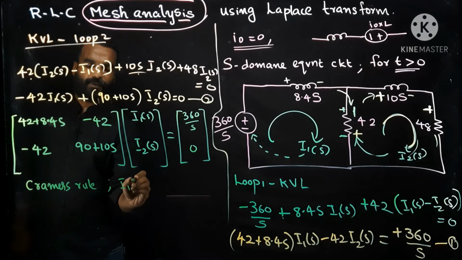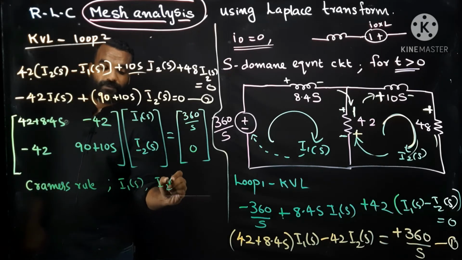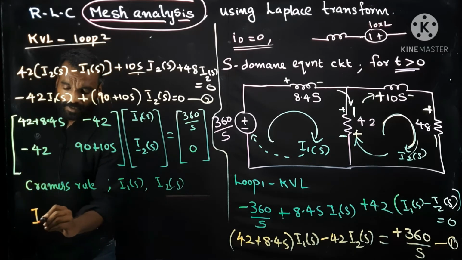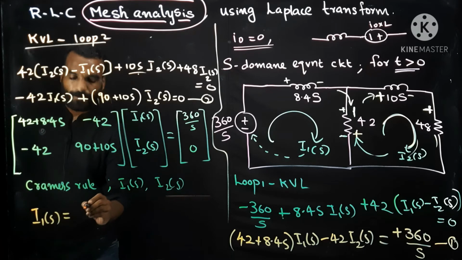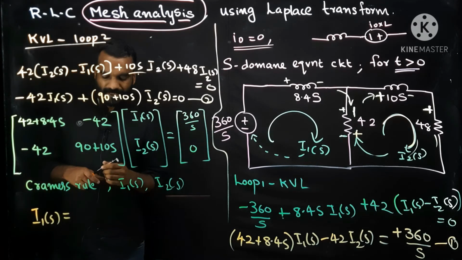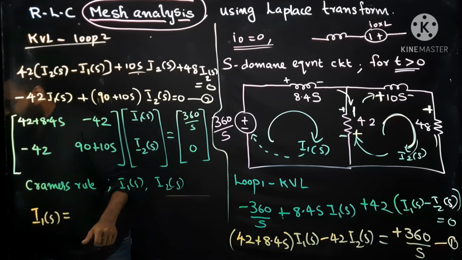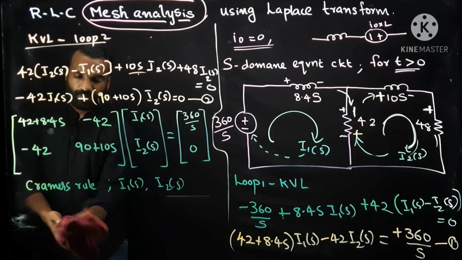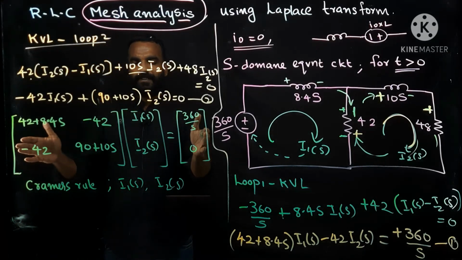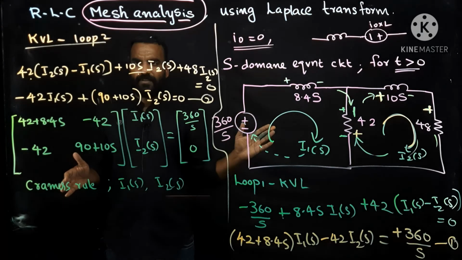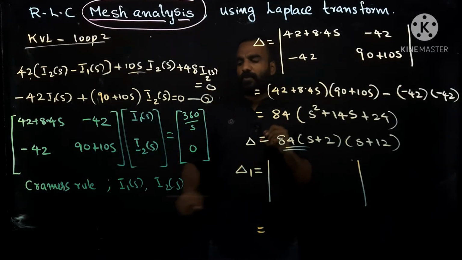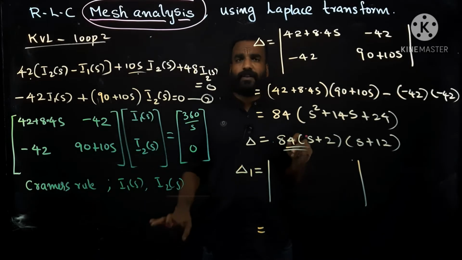To find I1 of s and I2 of s, according to Cramer's rule, I1 of s is equal to... okay, we will do it on the right side because it needs some more space for doing it very clearly. So please keep this matrix with you. I will rub all the rest things and then we will apply Cramer's rule. So now it is time for applying Cramer's rule to find I1 and I2.